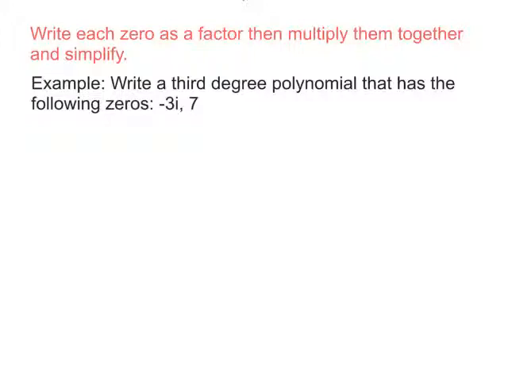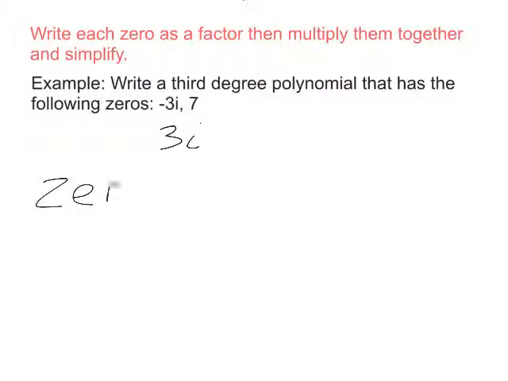We'll write a third degree polynomial that has the following zeros, negative 3i and 7, okay? So using the conjugate zeros theorem that we've just talked about, what is the third zero that we'll need to write this third degree polynomial? We've got one imaginary zero right here, and so we'll also need to have its conjugate for another zero. And that conjugate's just going to be 3i, okay?